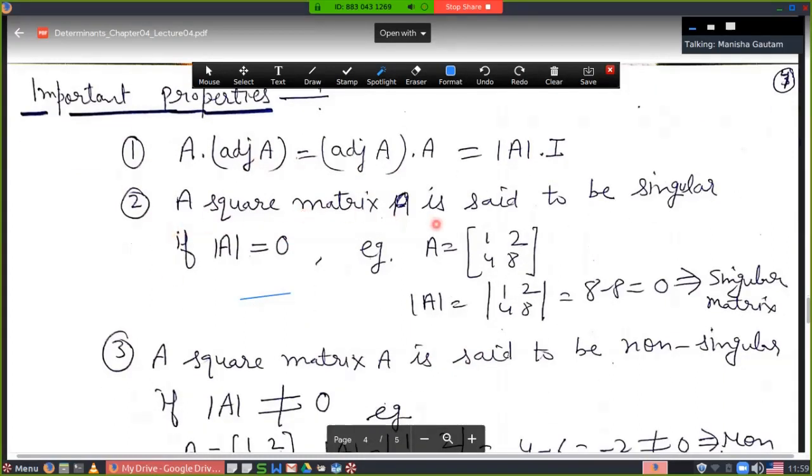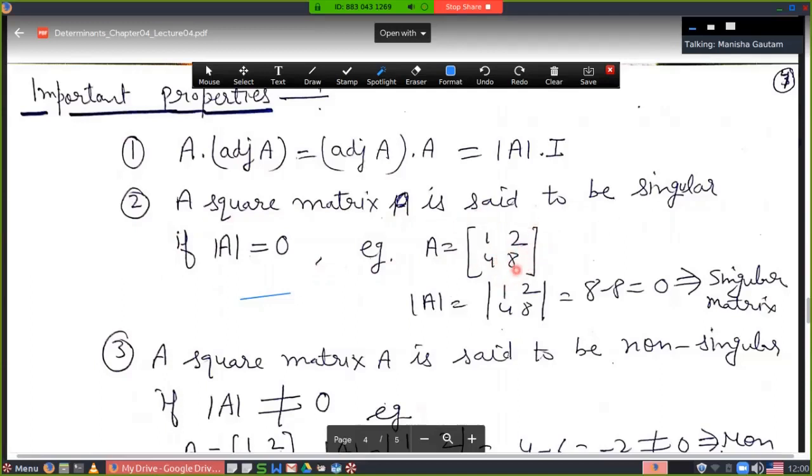Second is one type of definition which you have to learn. A square matrix A is said to be a singular matrix if its determinant value is equal to 0. Any matrix whose determinant value is equal to 0 is known as a singular matrix. Here I have written an example.